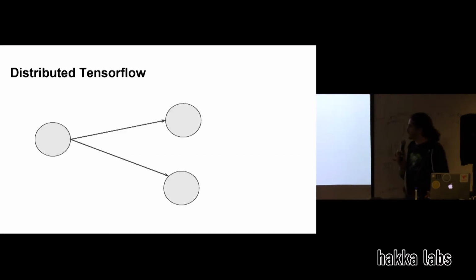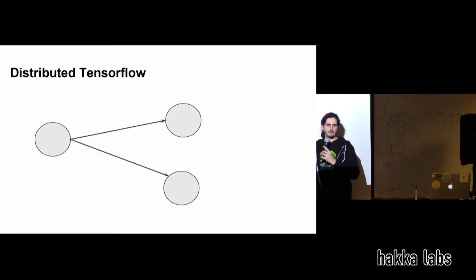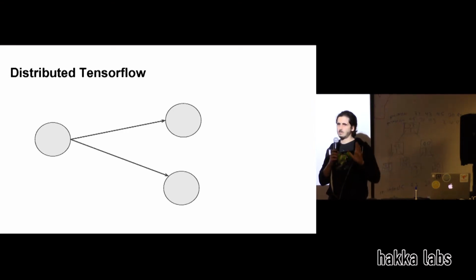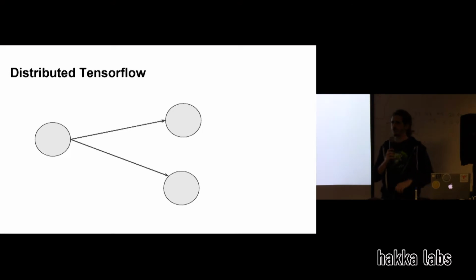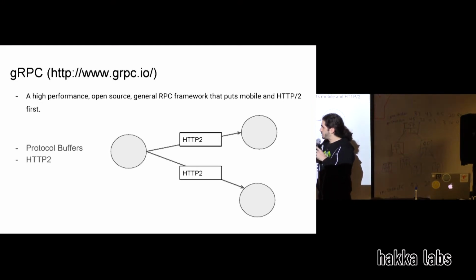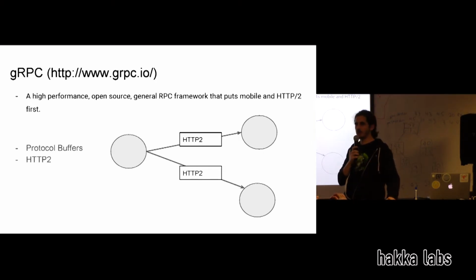So how does it work at a very high level? In this representation, these are different nodes on different machines. On each of these machines we spin up a TensorFlow process. The way they communicate is with this library, gRPC. RPC is a remote procedure call, so you are able to invoke a method on another server.